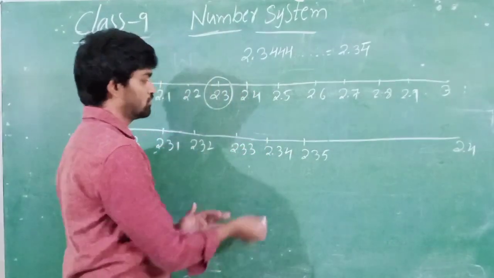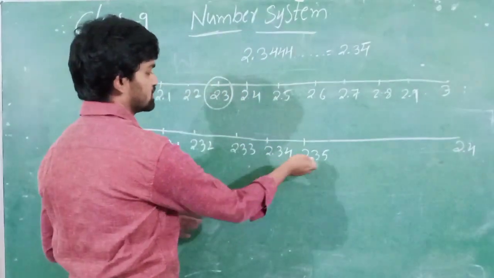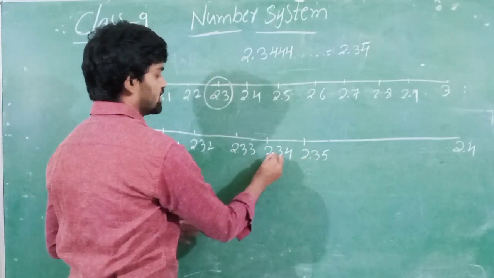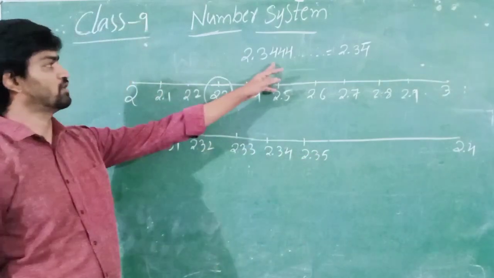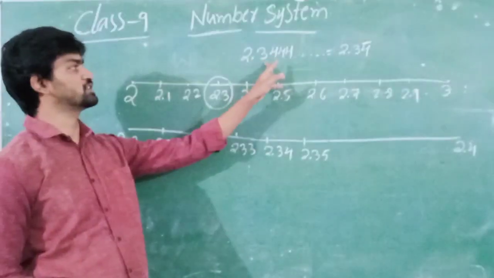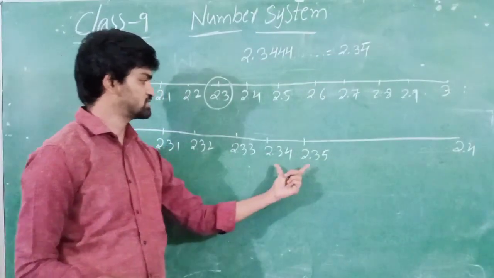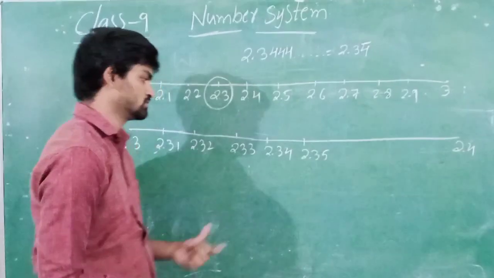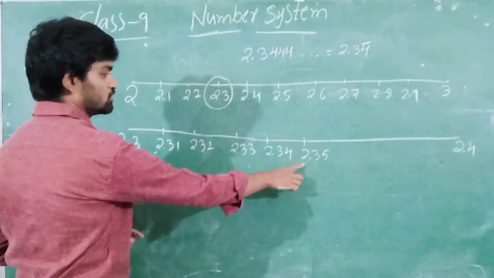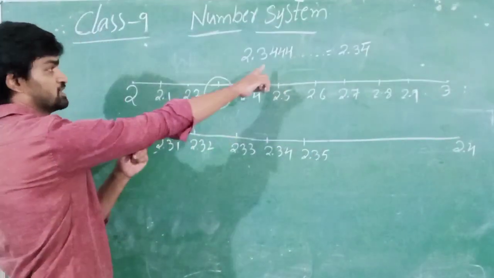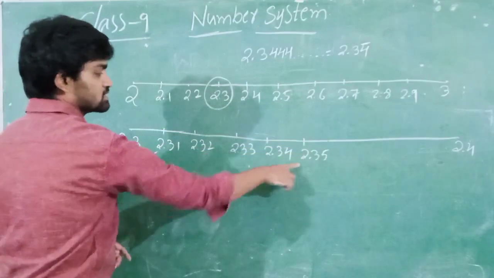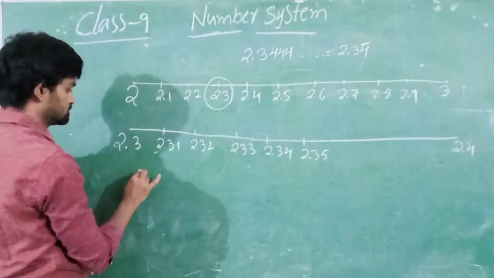Now what we got is 2.34 here. Another number is 2.35. So what our number is, 2.34 is repeating. So 4 comes. So next we have to take these two numbers, 2.34 and 2.35. So 2.344 lies in between these two numbers. Mark those.